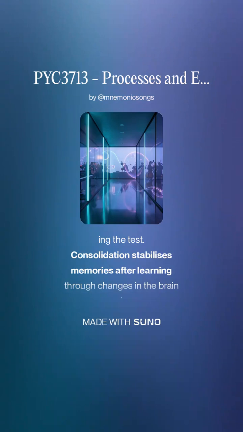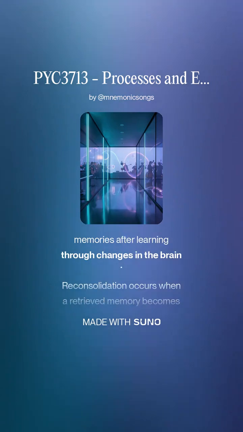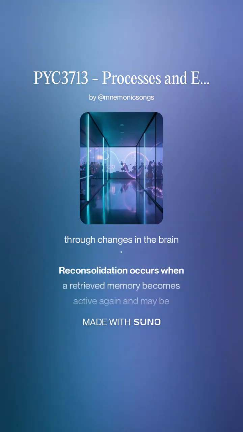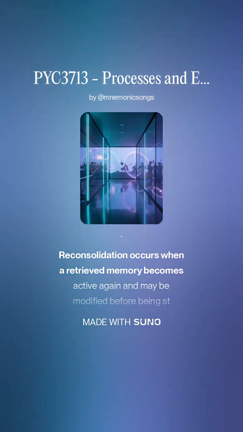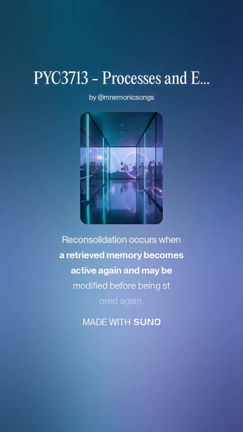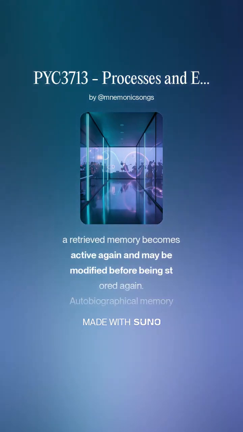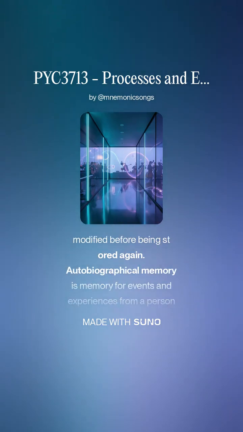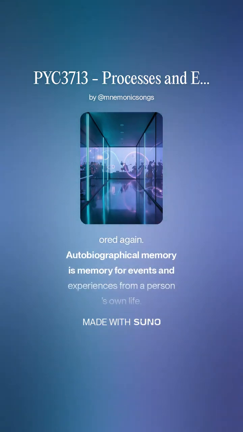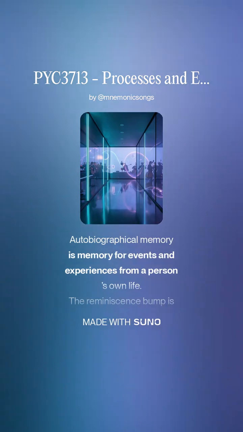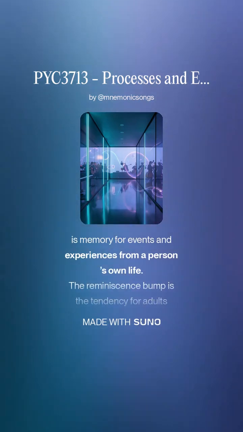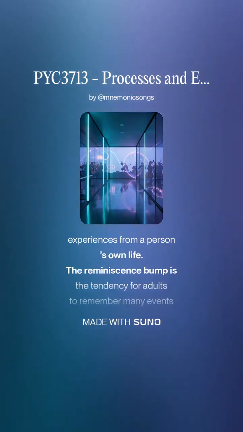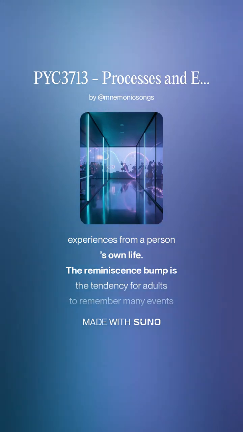Consolidation stabilizes memories after learning through changes in the brain. Reconsolidation occurs when a retrieved memory becomes active again and may be modified before being stored again. Autobiographical memory is memory for events and experiences from a person's own life.